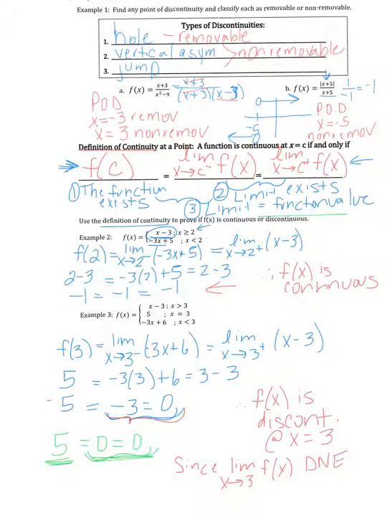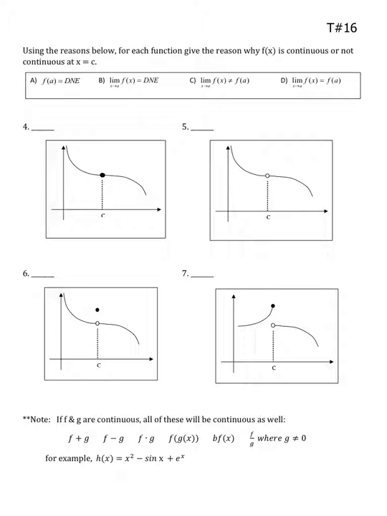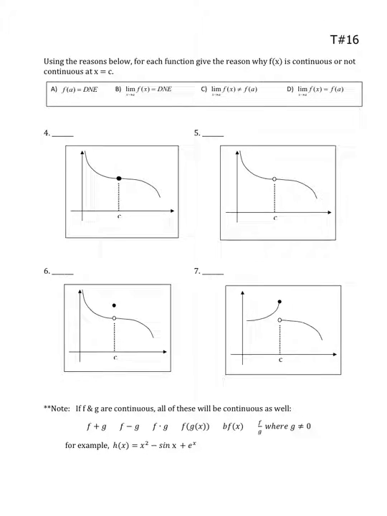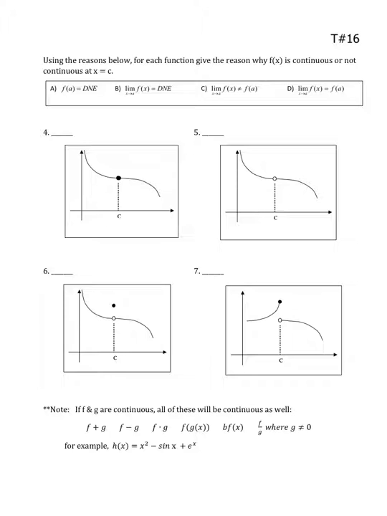Make sense? So, on this next one, if you're given a graph, these are going to be very quick ones, because all you're doing is putting the reason for it being discontinuous, or saying that it's continuous. So see if you can match up. Again, I hope you can read mathematically what these A, B, C, and D are saying. And so I want you to match those up and see what you get.